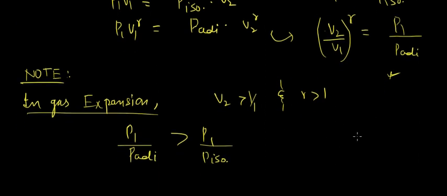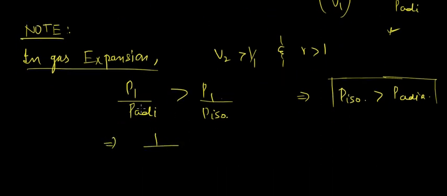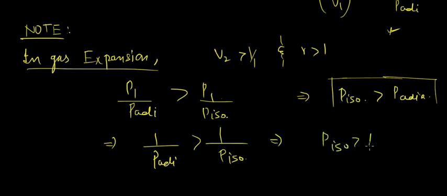Okay, so in other words we can write that P isothermal would be greater than P adiabatic. Why? Because as this term is greater than this term, 1 upon P1 is common in both the cases, so 1 upon P adiabatic would be greater than 1 upon P isothermal. So from here we can deduce that P isothermal is greater than P adiabatic. So I was already writing it here.